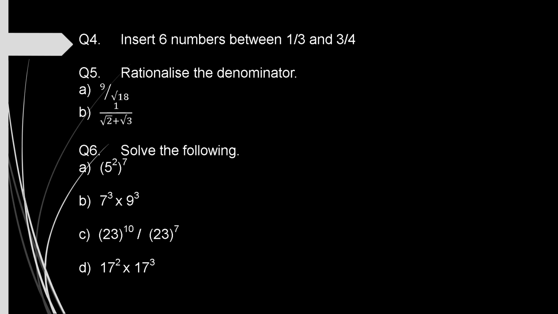Question number 5 is rationalizing the denominators. The first is 9 upon under root 18, and the second is 1 upon under root 2 plus under root 3. Then question number 6 is of the exponential type, in which we have 5 square whole raised to power 7, then 7 cube into 9 cube, 23 raised to power 10 divided by 23 raised to power 7, and the last is 17 square into 17 cube. You are supposed to write in the exponential form only.